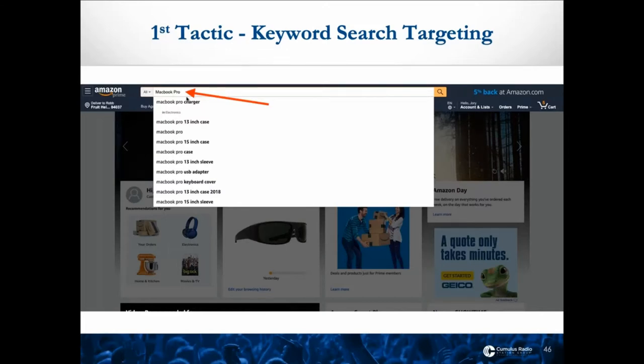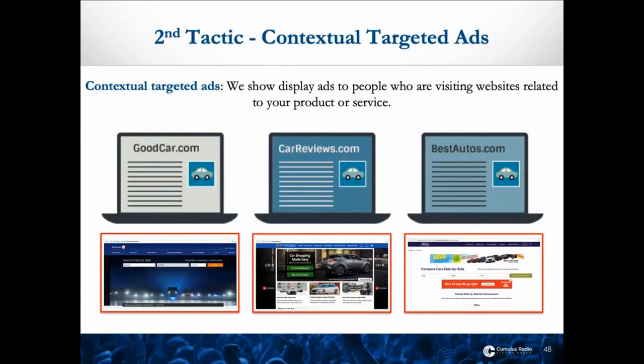So if someone goes to a website and they type in employment or something related to looking for a job, or I'm looking for a job, or something in that matter, we would want to serve your ads to them. So that's keyword search retargeting, very easy to understand. The second one is what's called contextual targeting ads.